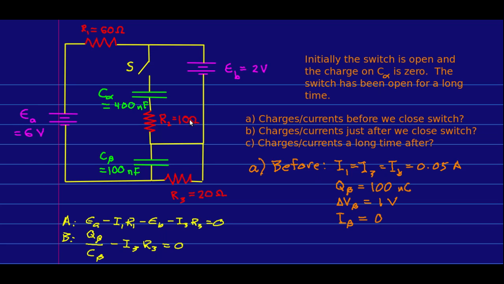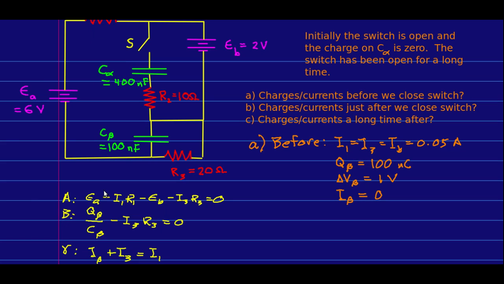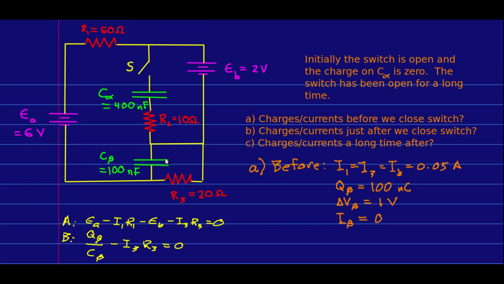So now let's look at the situation just after I close the switch. I've written the things we solved for before here, and I've written down the loop and junction laws that I wrote down before because they still apply. And let's think about what's going to happen.